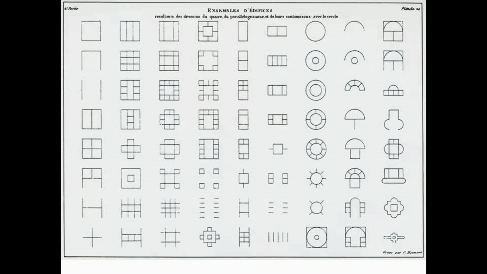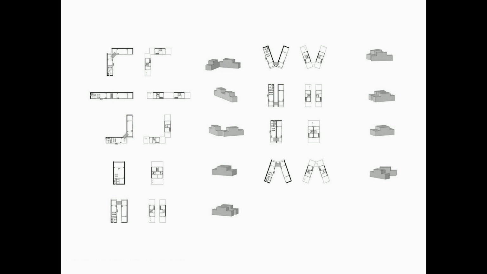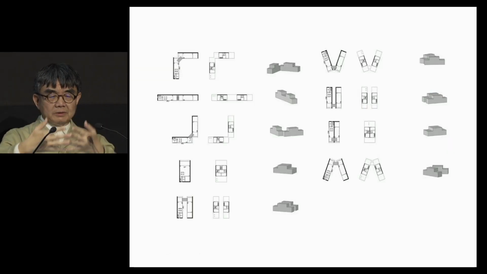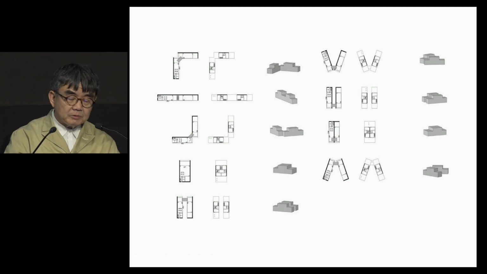So, three even spaces. And then this is a study of a triptych house with certain topological conditions. And so you can see it could be one whole house. It could become a house with two parts.